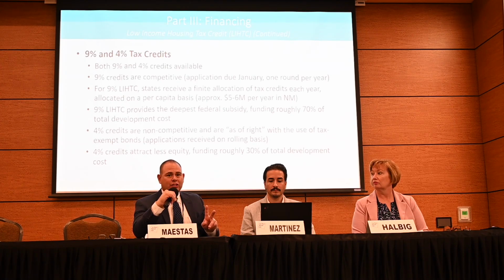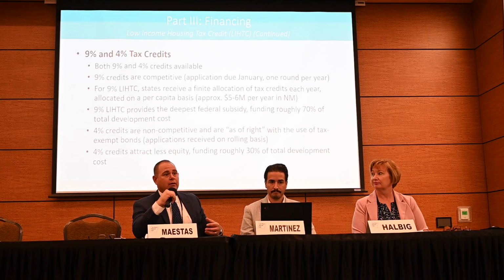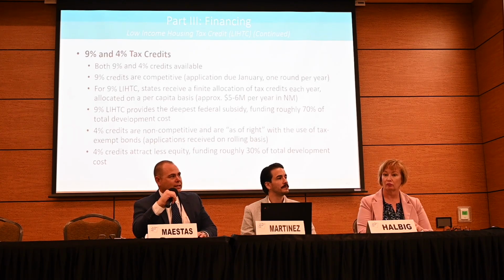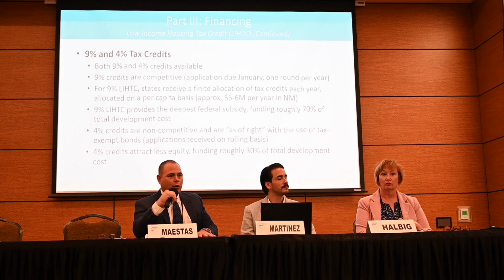There's two types of tax credits. There's the 9% and the 4%. Usually when we're talking about tax credits in general, we're referring to the 9%. That's the $5.8 million I just talked about. But there are 4% tax credits that work slightly differently. MFA offers both 9% and 4% tax credits. I'm not sure that all states offer the 4%.